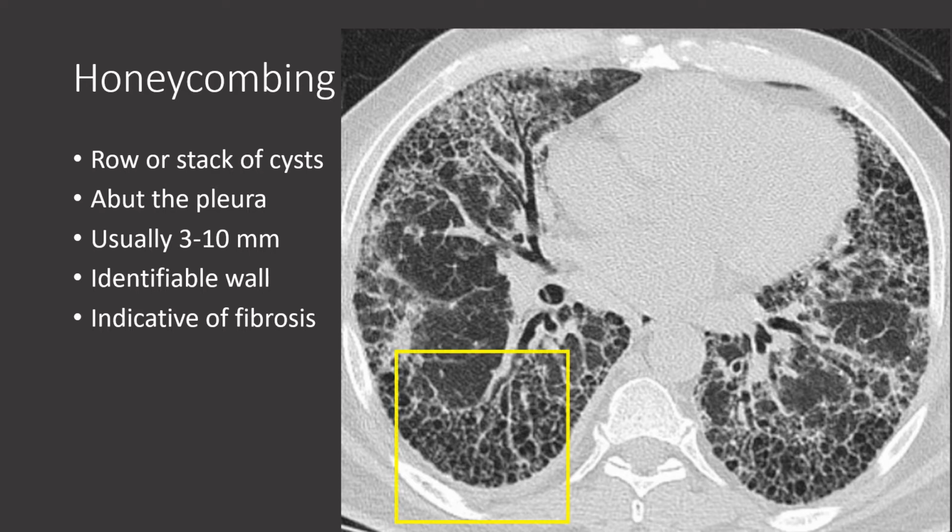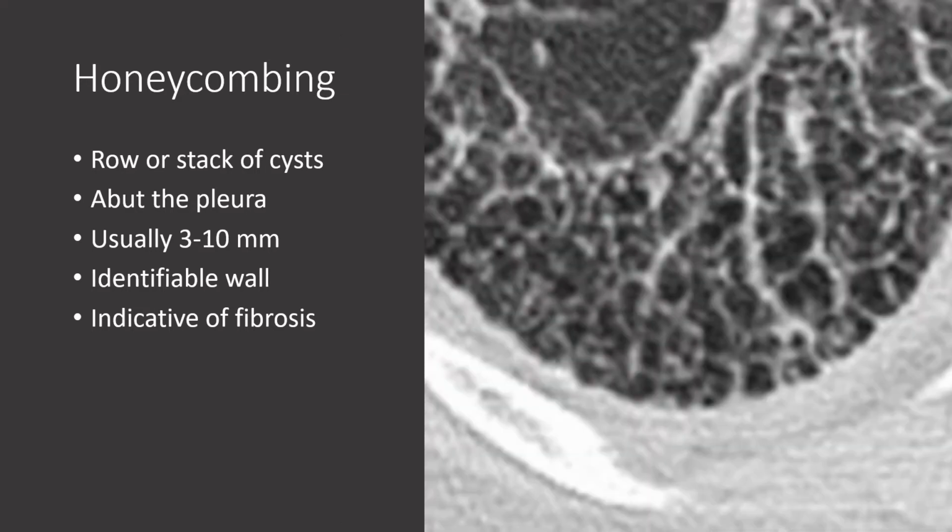Let's zoom in on an area to take a closer look. Notice how we have cystic lucencies with identifiable walls. These each measure less than 1 centimeter in size. The wall appears smooth. They touch the pleural edge and they're stacked one on top of the other. Honeycombing should not occur in the central aspects of the lung without contacting the pleura. Pleural contact should be present to identify this finding.